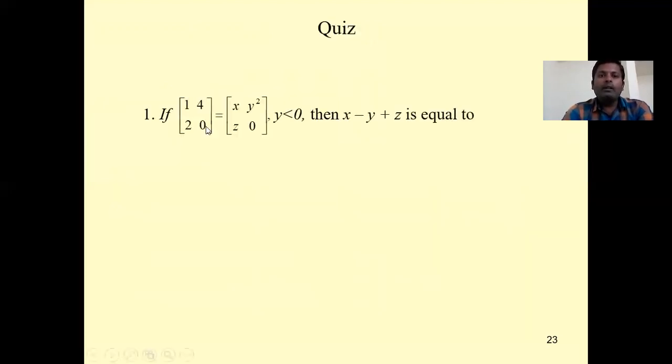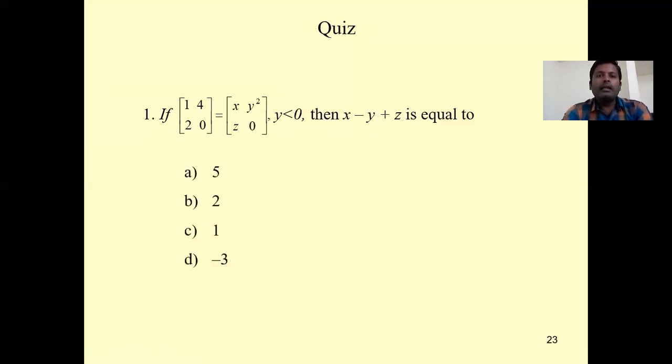If 1, 1, 4, 2, 0, this is a 2 by 2 matrix, is equal to x, y square, z, 0. This is also a 2 by 2 matrix. Y is less than 0, then x minus y plus z is equal to what?